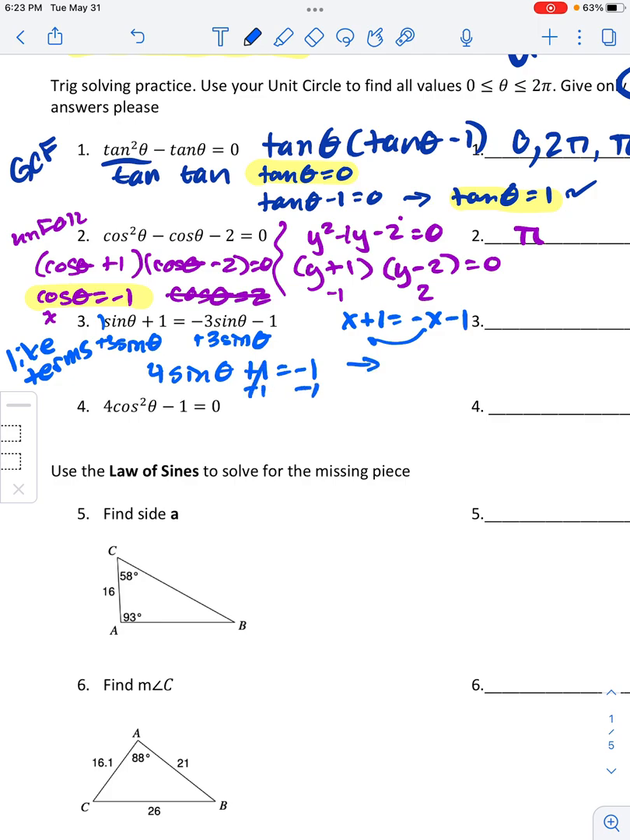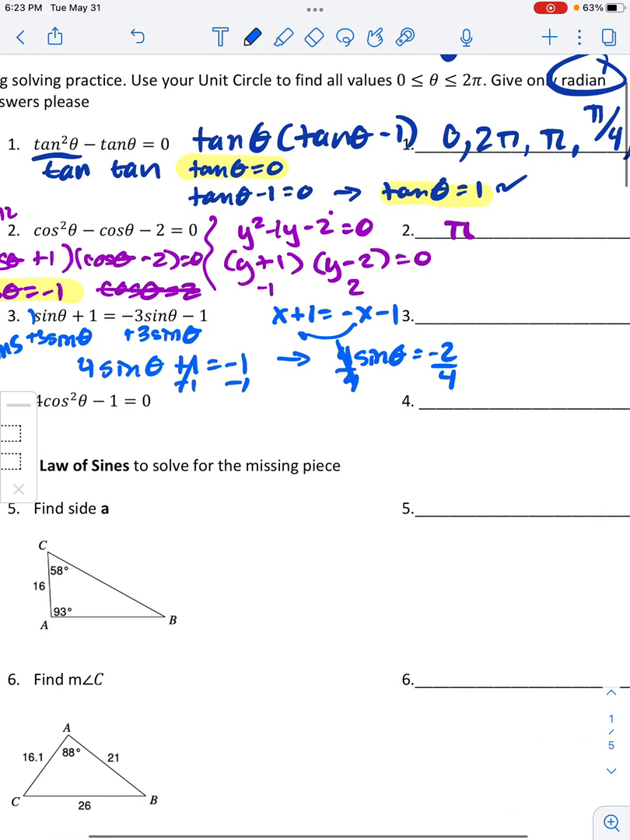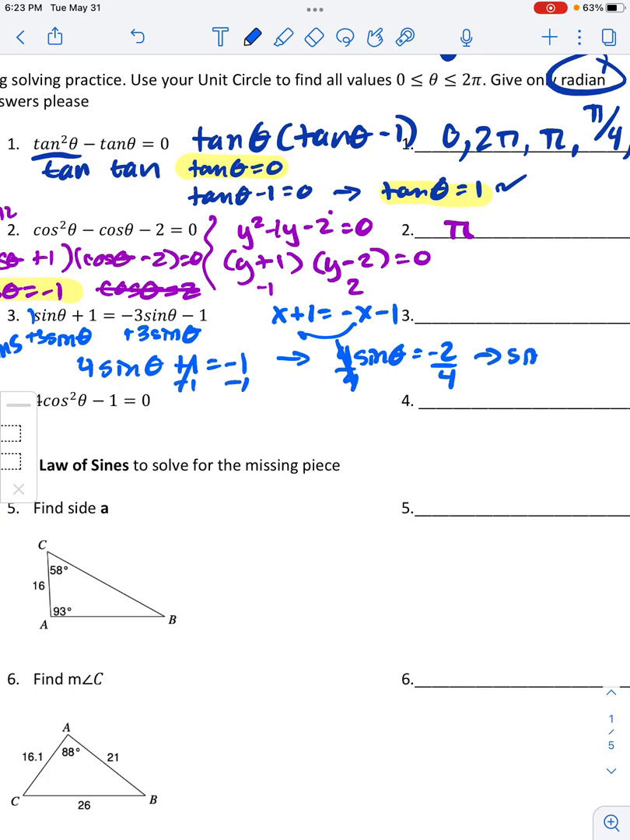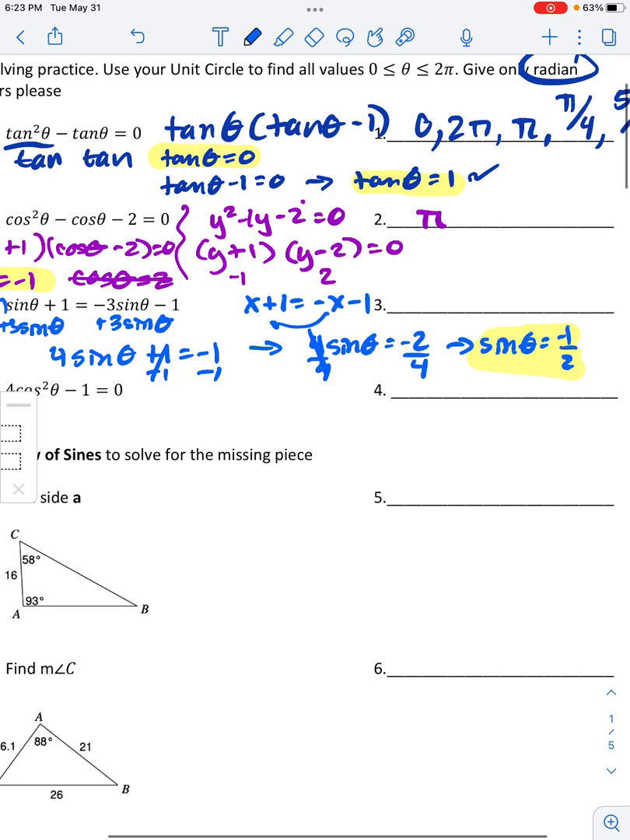So then I end up with 4 sine theta equals negative 2. And then when I do a little dividing, boom, boom, that ends up being, I need a sine of theta to be negative 1/2. So this is what I can finally look up on my unit circle. So let me think. Where's the sine of theta? Keeping in mind that sine is y, where's that going to have a value of negative 1/2? I feel like 11 pi over 6 will be one spot and 7 pi over 6.